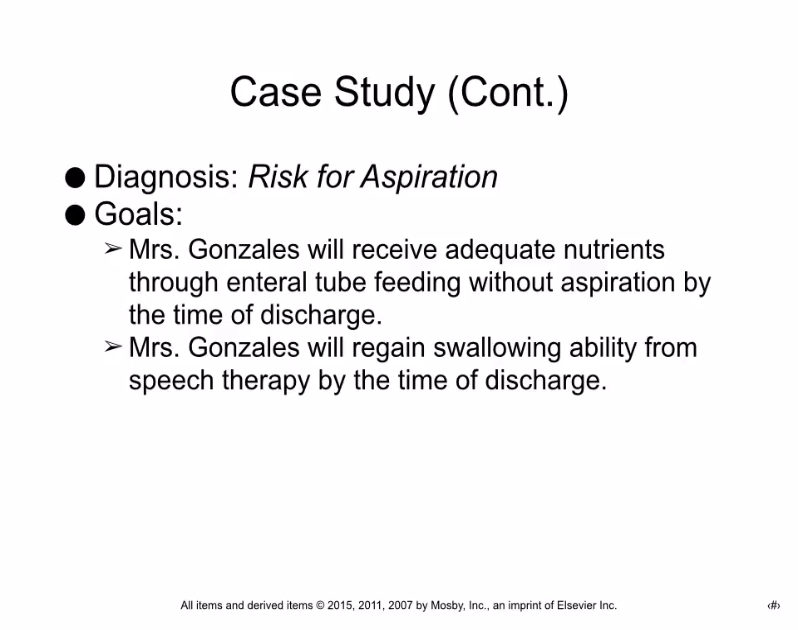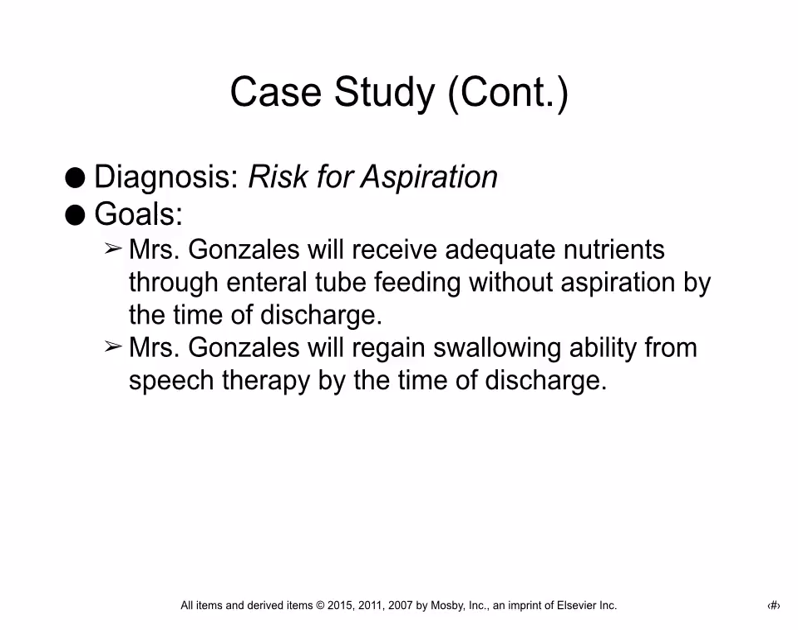So yes, we did for Mrs. Gonzalez. Diagnosis risk for aspiration. Goals will be Mrs. Gonzalez will receive adequate nutrients through the tube feeding without aspiration by the time of discharge. Mrs. Gonzalez will regain swallowing ability from speech therapy by the time of discharge.